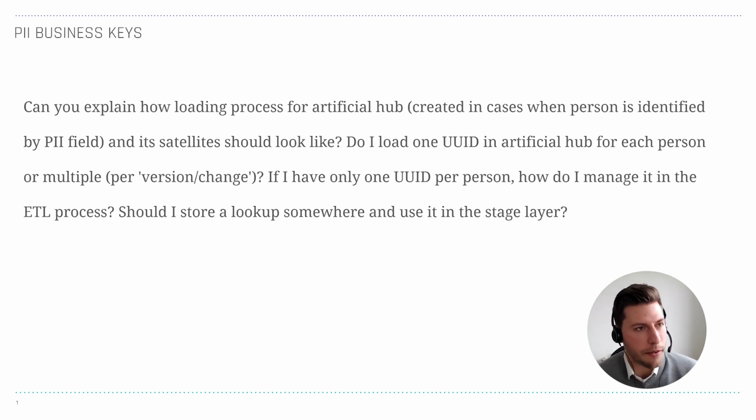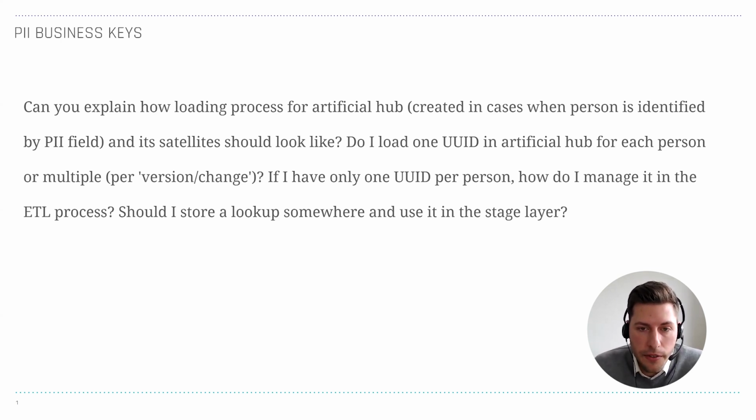So the question is related to personal identifiable information on business keys. Can you explain how the loading process works for an artificial hub? When we create an additional hub and a person, for example, is identified by a personal identifiable field, like first name underscore last name, or the email address, something like this, we have to figure out what to use as the business key and how its satellite should look like.